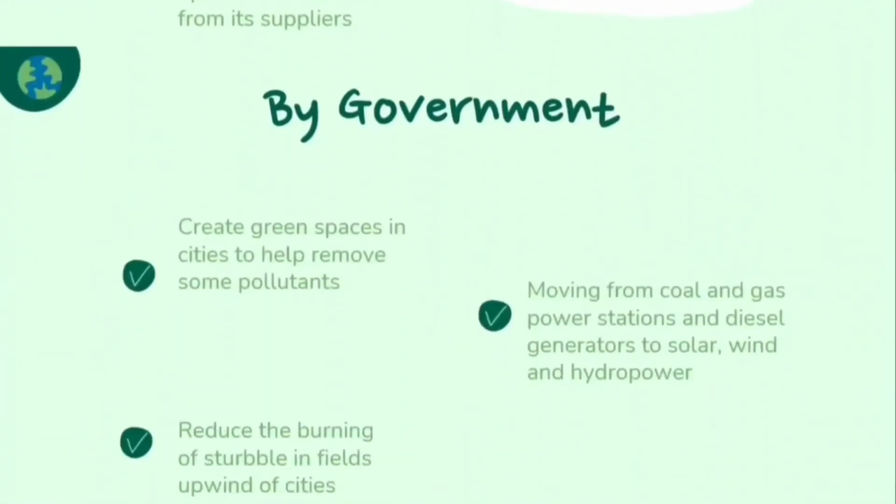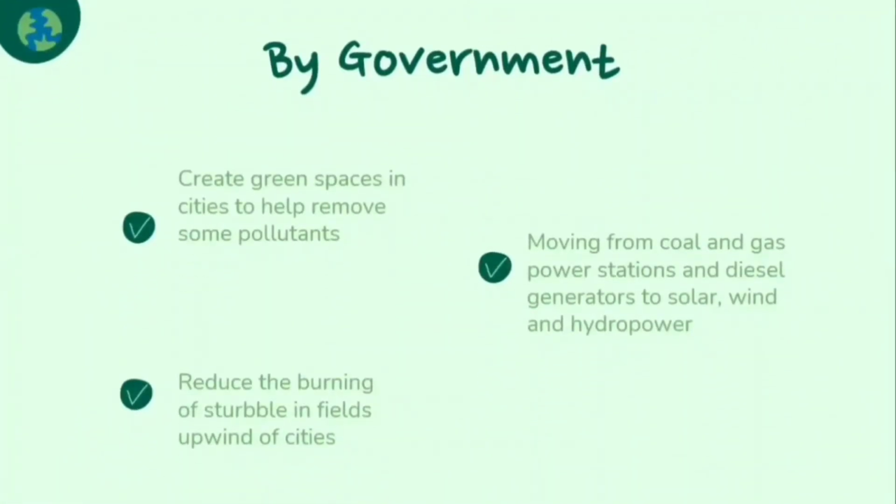On the other hand, the efforts by government should also be given attention, such as creating green space in cities to help remove some pollutants. Then, the government should reduce the burning of stubble in fields near cities. Also, moving from coal and gas power stations, and diesel generators, to solar, wind, and hydropower.